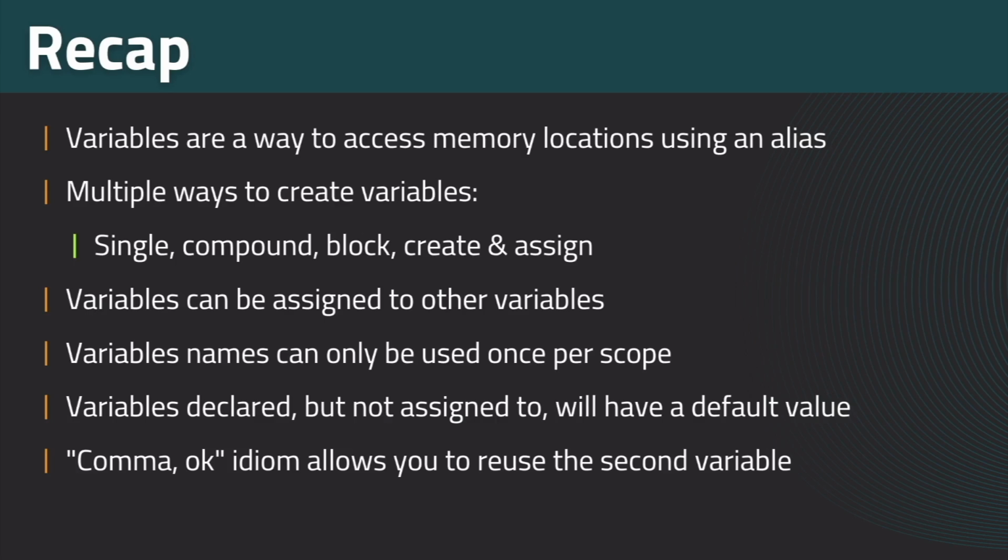Variables that are declared but not assigned to will have a default value, and the default value for numbers is 0, and for strings is just an empty string. The "OK" idiom allows you to reuse the second variable when you're creating a compound variable assignment. And "OK" is frequently used when you're checking for errors.